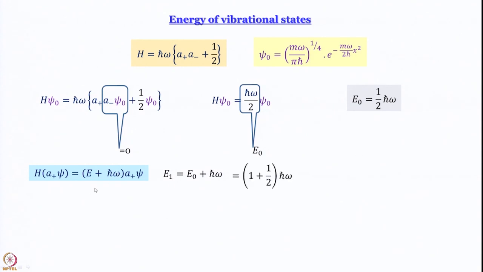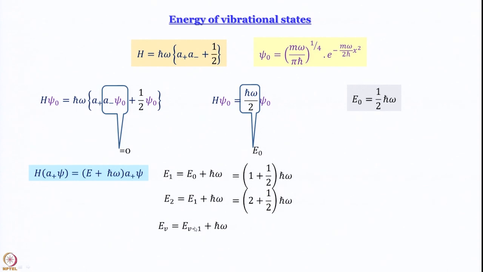What will E 2 be? Well, sorry, first E 1. I can write this E 0 as half h cross omega, and I can take h cross omega common outside the bracket. So, I will get 1 plus half times h cross omega, 3 by 2 h cross omega, but let me write it in the form 1 plus half, because that will lead us to the general form of the energy anyway. So, E 2, what will E 2 be? I can again get E 2 by making a plus operate on psi 1, then it should be E 1 plus h cross omega. What is E 1? E 1 is 1 plus half h cross omega. Add 1 to that, what do you get? Simply you get 2 plus half, whole thing multiplied by h cross omega, and so on and so forth. So, what we have seen is that even though we have not really worked out the wave functions for the higher energy states, we have been able to work out the energies. So, what happens for E v?